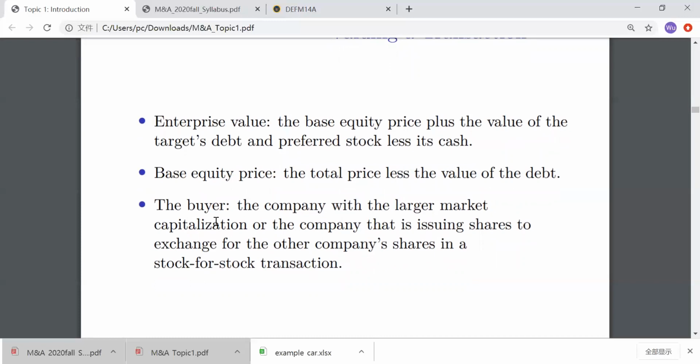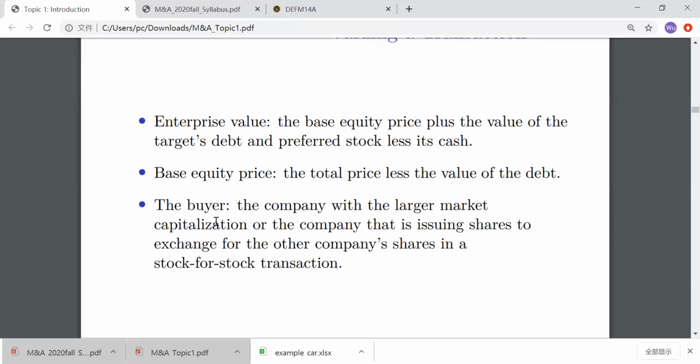And in merger acquisition, we're always talking about acquiring the target, right? What are the acquirer and the target? Here we define the buyer as the company with the larger market cap, or the company that is issuing shares to exchange for the other company's shares in a stock for stock transaction, right?